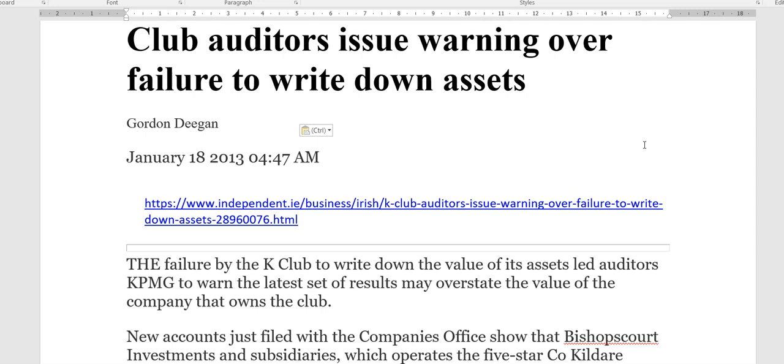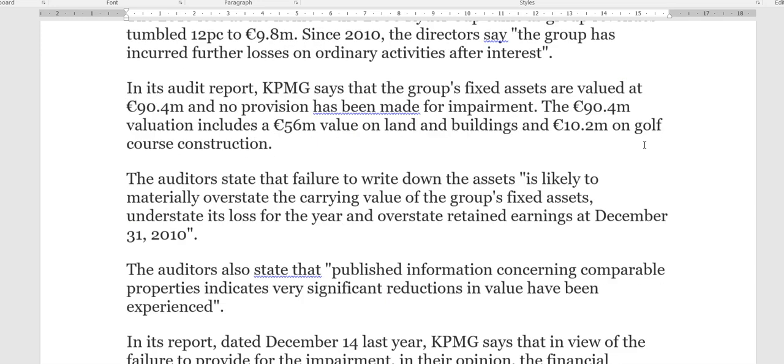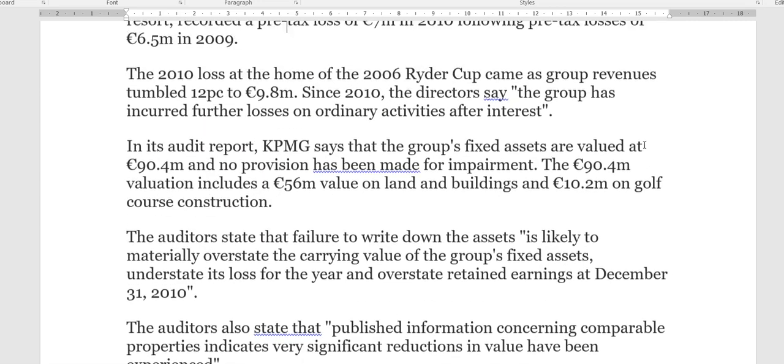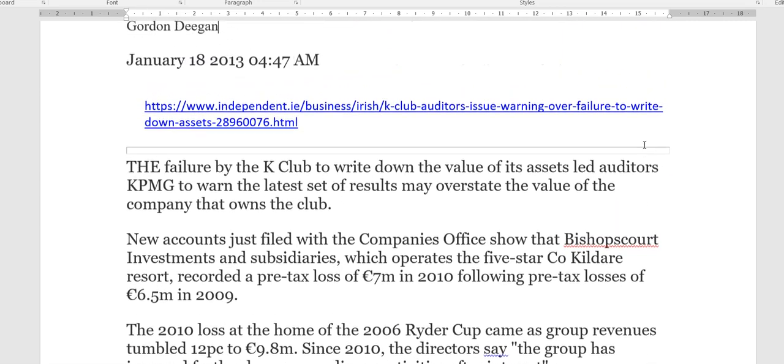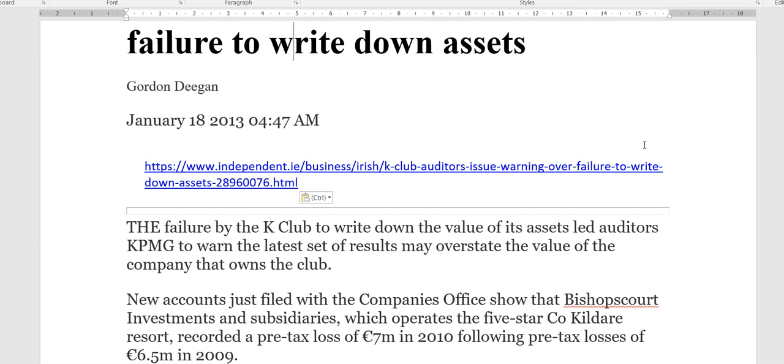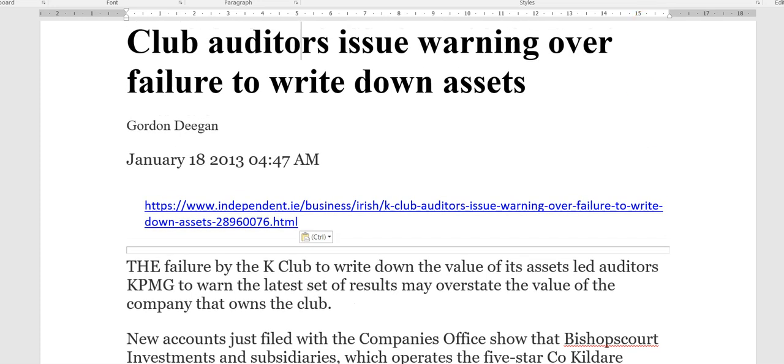But I found this on independent.ie back in 2013, and the K Club is the golf club in Ireland, and the headline says auditors issue warning over failure to write down assets. So really what they should have said is the K Club auditors issue an adverse audit report, but people wouldn't understand what that means. And what happened is the failure of the K Club to write down the value of its assets led KPMG to issue an adverse audit report.